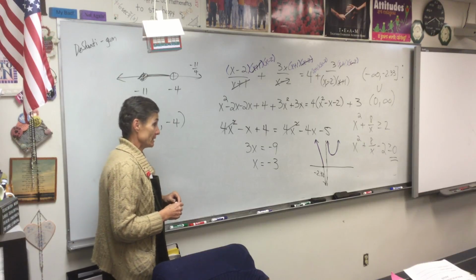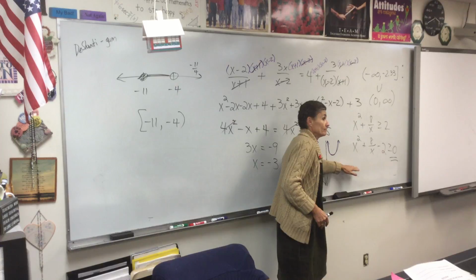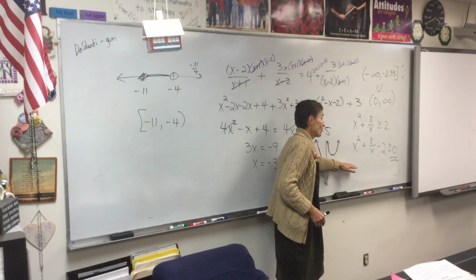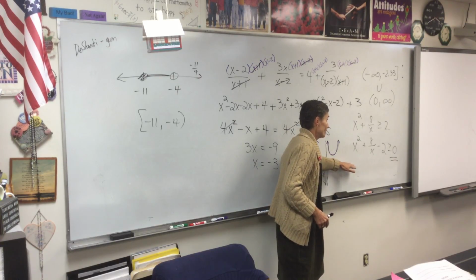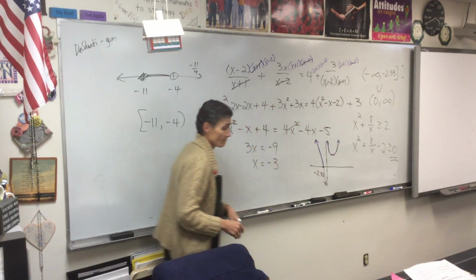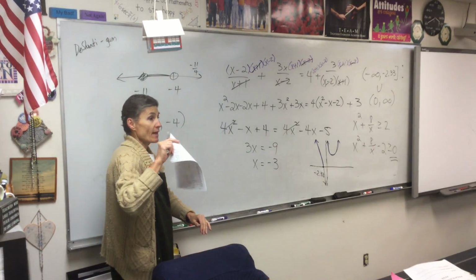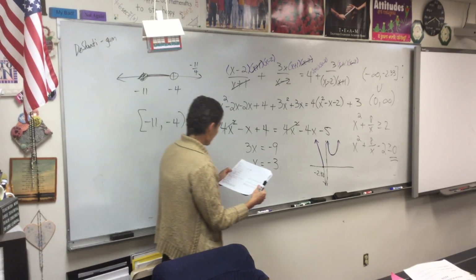In inequality land, greater than 0 means above my arm. Less than 0 means below my arm. Positive y's, negative y's. Everybody make sense out of that? Okay, let's move on. Number 2, here we go.